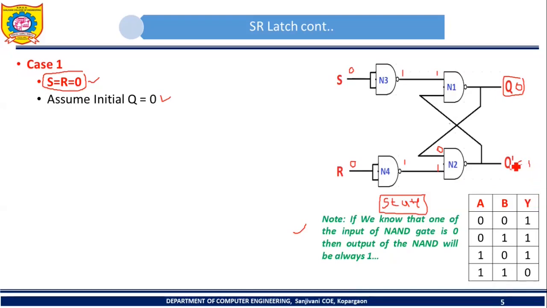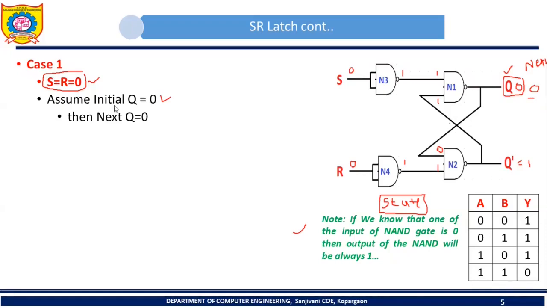Now this Q prime is given as input to N1. So this one will become input to N1. What are the inputs to NAND gate N1? 1, 1. So here both inputs are 1, 1. See the truth table: if both inputs are 1, 1, what is the output of that NAND gate? 0. So what will be the next state of the SR latch? The next state of the SR latch will be 0. We assumed that the initial state of the SR latch is 0. After applying input 0, 0, I am getting the next state of the SR latch again 0.